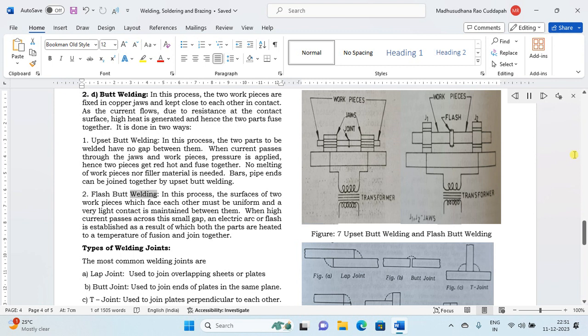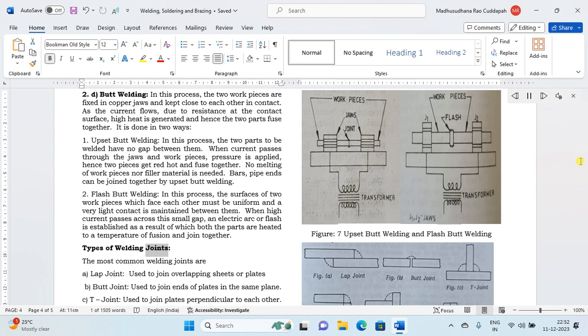2. Flash butt welding. In this process, the surfaces of the two workpieces which face each other must be uniform and a very light contact is maintained between them. When high current passes across this small gap, an electric arc or flash is established, as a result of which both the parts are heated to a temperature of fusion and joined together.